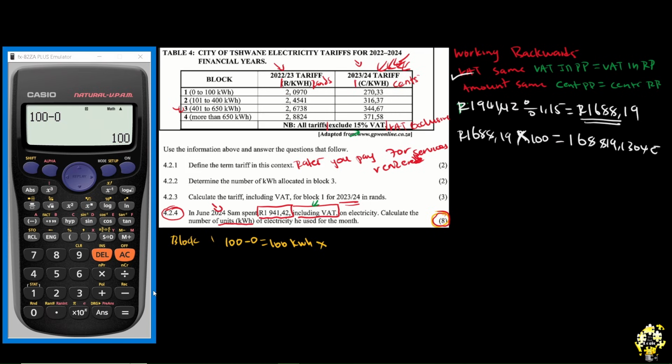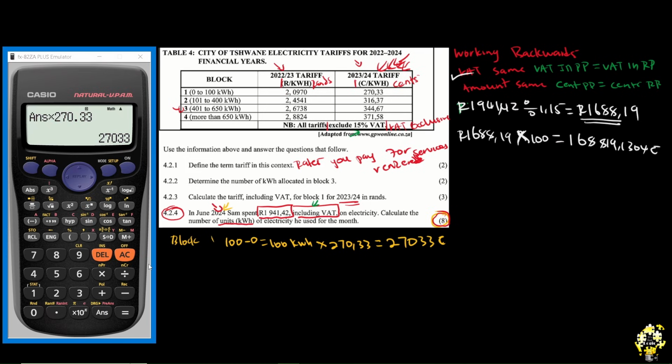We'll multiply it by the rate. Is it this rate? No, it's this rate on the other side because it's 2024. So it's 270.33. Interval, rate, answer. What's the rate? The rate is 27. Remember, the rate is in cents. Don't forget that. So hence we are getting a very large amount. I'll put a C here so that you can remember that it is in cents.